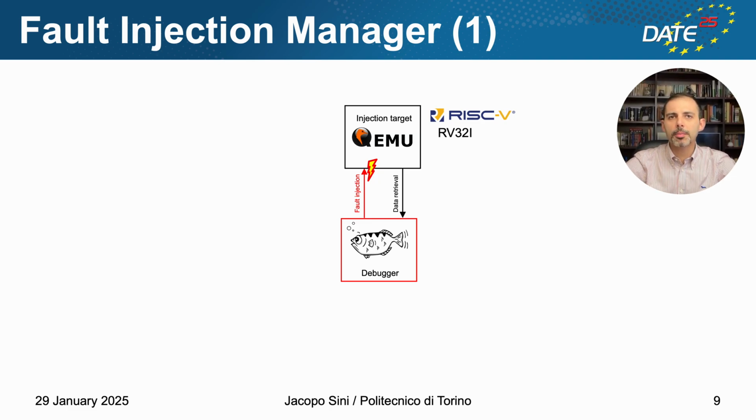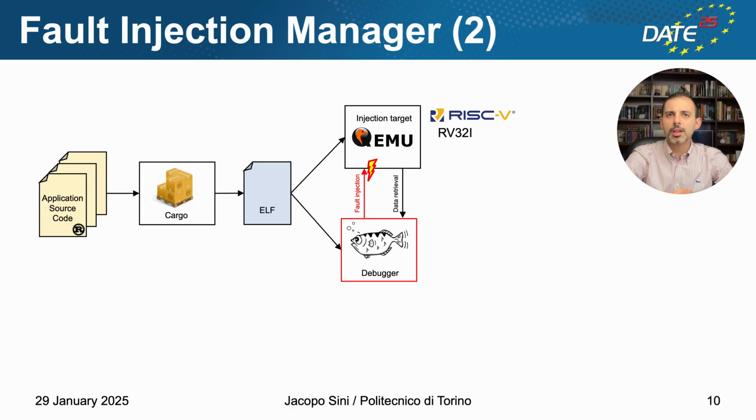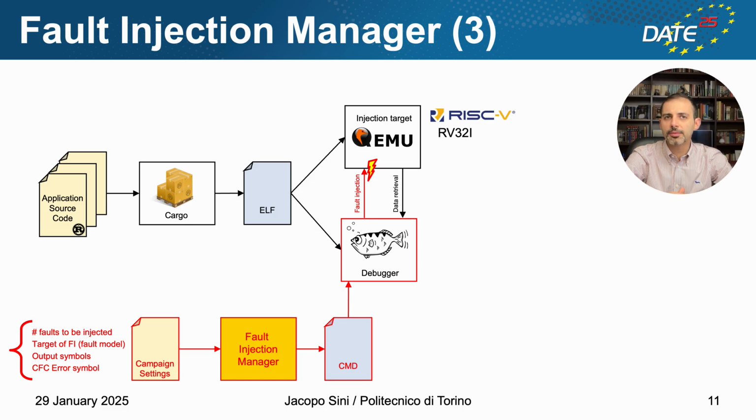Let's now better detail how we performed the experimental campaign. The fault injections are performed thanks to the GDB debugger, while the target is a platform emulated at the instruction set architecture level, resulting in QEMU. In the figure, the elements involved in the fault injections are colored in red. The application source code is compiled thanks to Cargo, which produces a single ELF file containing the application binaries and the memory map. Each fault injection campaign is defined by the number of faults to be injected, the injection target and the adopted fault model, the output symbols to be logged by the debugger, and the control flow checking signature variable, as well as the detection variable.